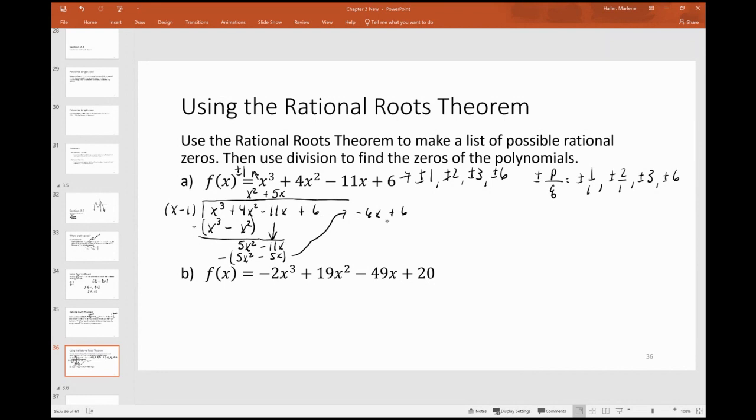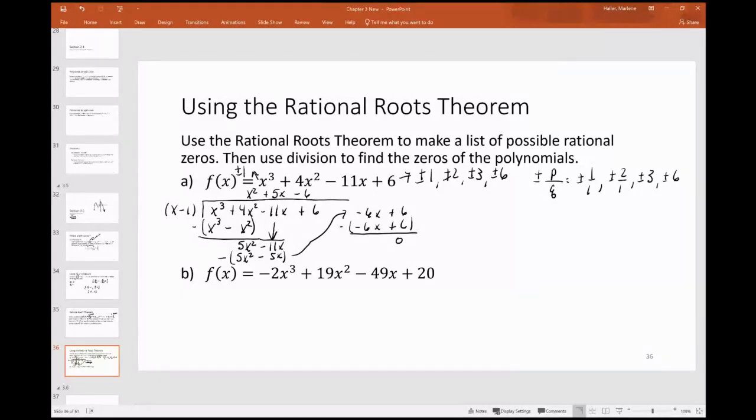And then x goes into negative 6x, negative 6 times. So then we multiply that back out. We get negative 6x plus 6. And of course, when we subtract that out, we have a remainder of 0. So that proves that x minus 1 is a factor.